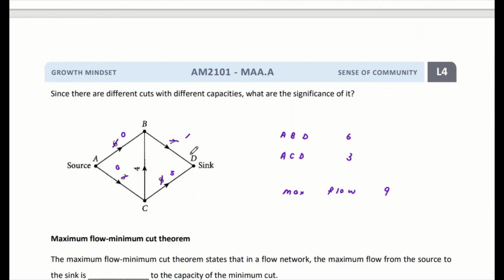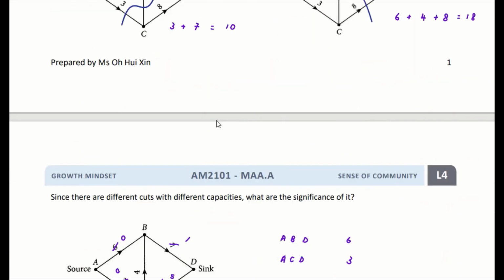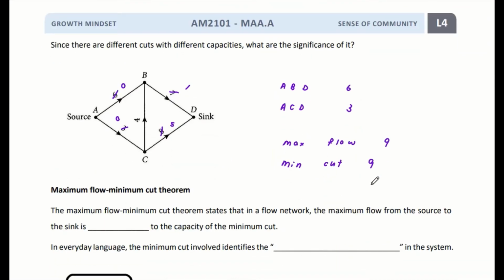So you might want to remember now, the maximum flow value will eventually equal the minimum cut in our flow network. What I mean by minimum is that 9, 15, 10, and 18. So this is the smallest cut that we can find. So your smallest cut will always equal the maximum flow.